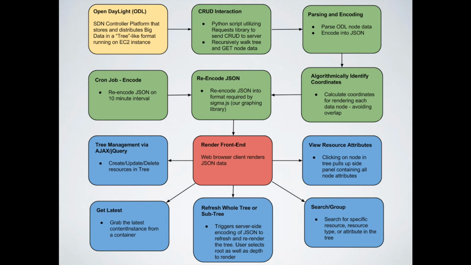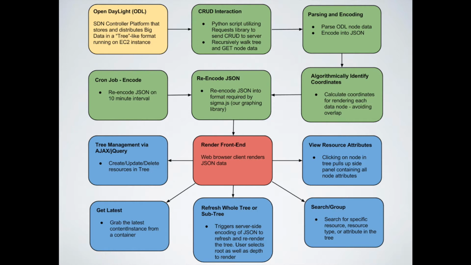This visual describes a systematic interaction between all of our components. The color yellow represents ODL. Green represents all of our server-side code. Red represents the browser, and blue represents the client-side user features.